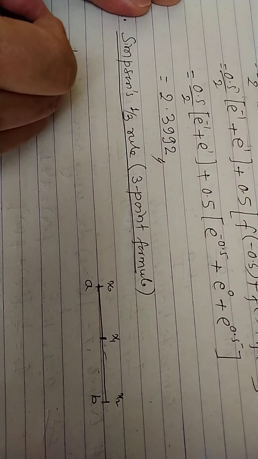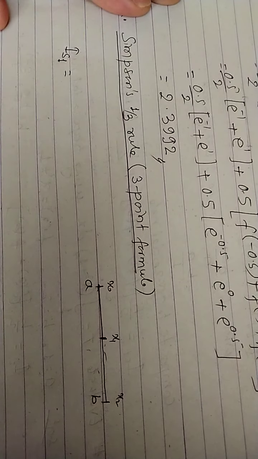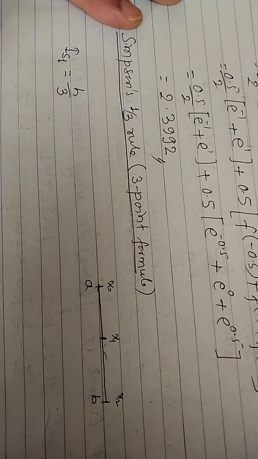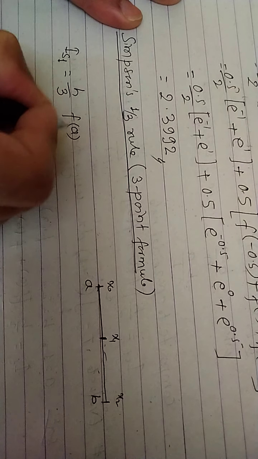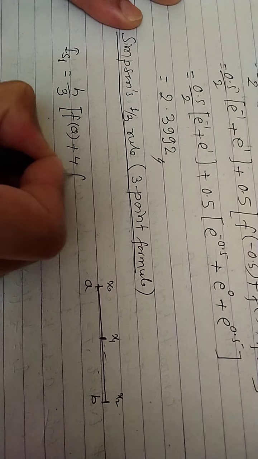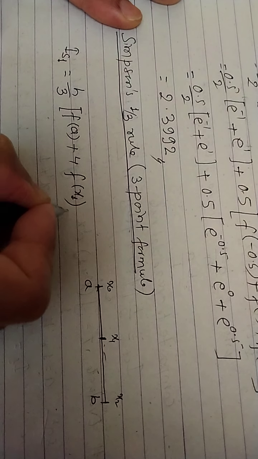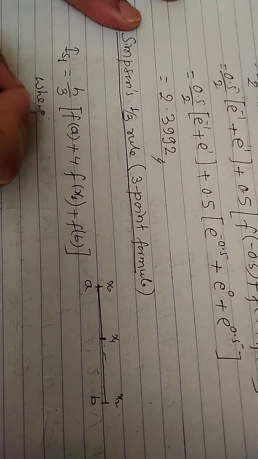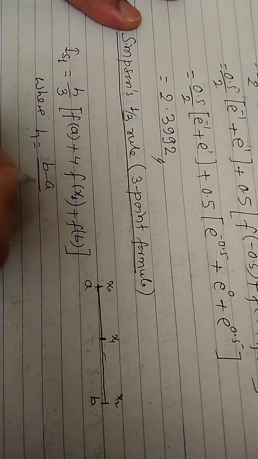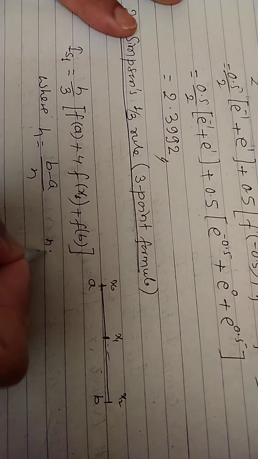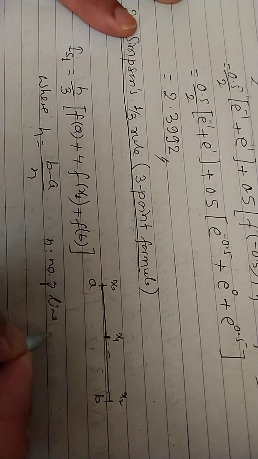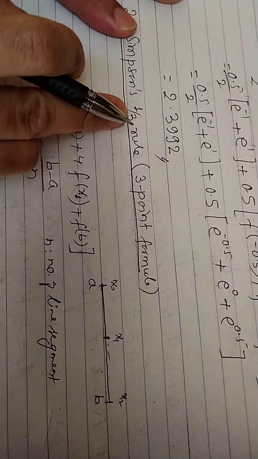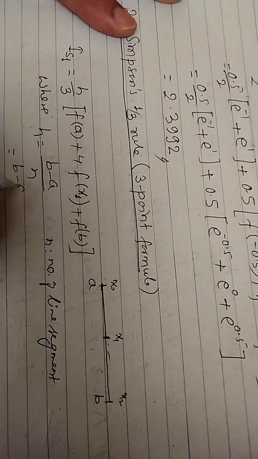So Simpson's 1/3 rule लाई IS1 भनेर डिनोट गरिन्छ, so that will be equals to h/3 [f of a plus 4 into f of x1 plus f of b], where h is the same thing, b minus a by n. n is the number of line segments. So in case of Simpson's 1/3 rule or 3-point formula the line segments will be 2.